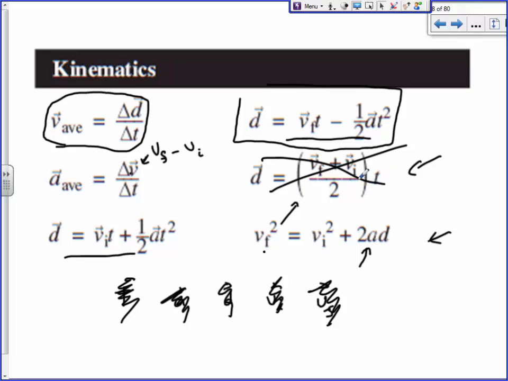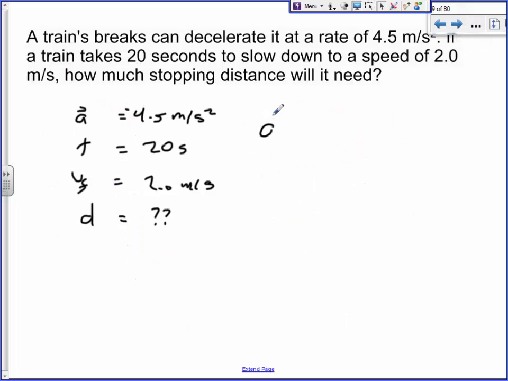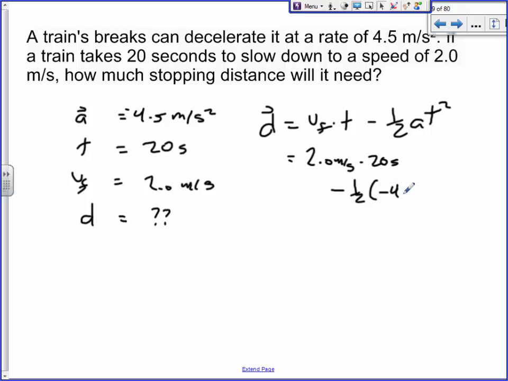That makes sense? And then at this point here, it's really just algebra. So the formula we're going to require is that your displacement is equal to velocity final times time. We've used this one before, right? Minus 1/2 at squared. We're looking for distance. Sounds good. Our velocity final will be 2 meters per second times 20 seconds minus 1/2 of minus 4.5.